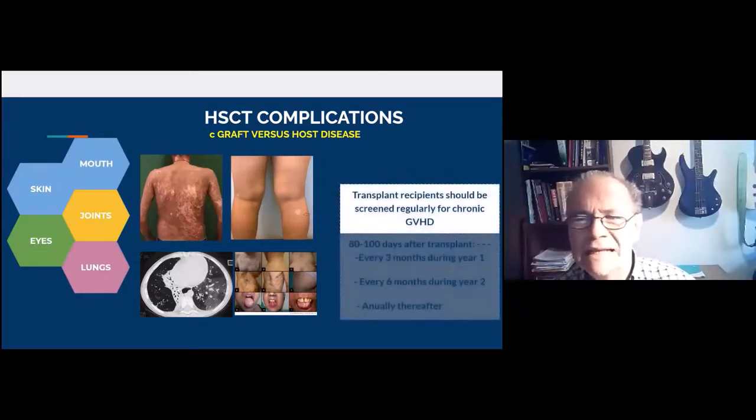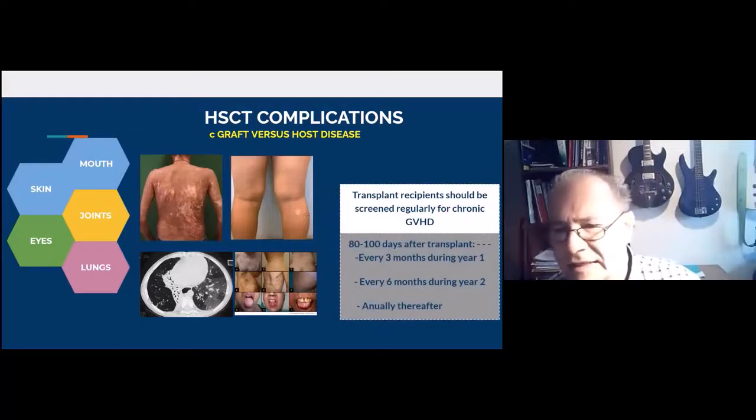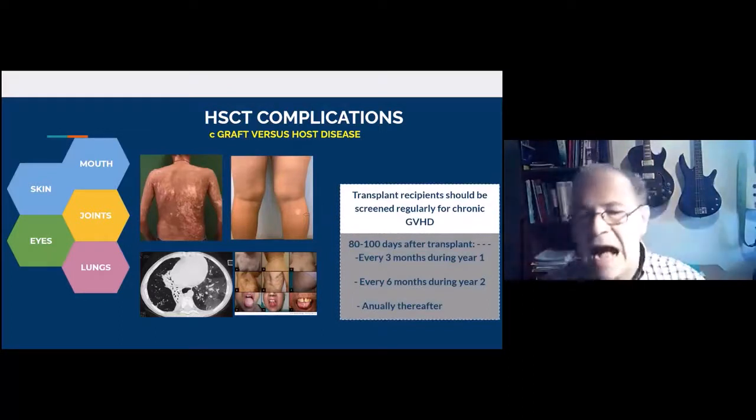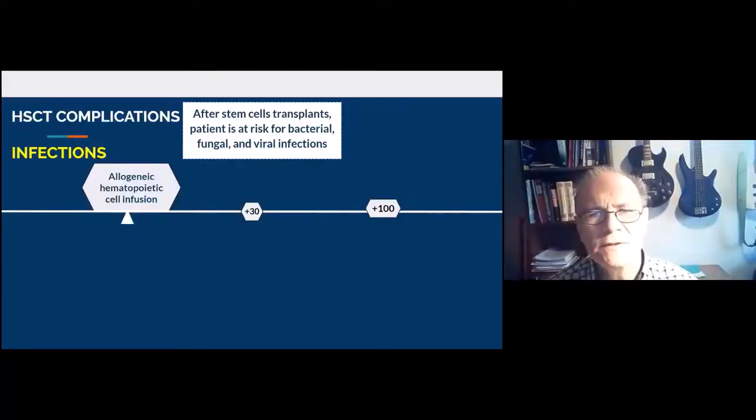Transplant recipients need a screening regularly, every 3 months during the first year, every six months during the second one, and annually thereafter. How about infections? After stem cell transplant, patient is at risk for bacterial, fungal, and viral infection.